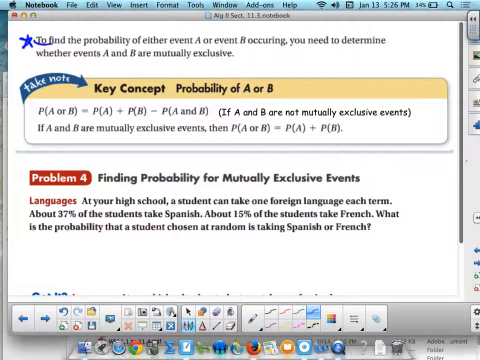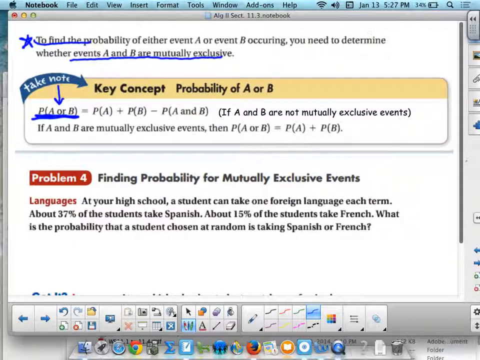All right, to find the probability of either event A or event B occurring, you need to determine whether the events are mutually exclusive. You need to determine whether events A and B are mutually exclusive. Okay. All right. So, looking at this, the probability of A or B happening. Okay, now all of a sudden they throw what word in? They throw this word at you.